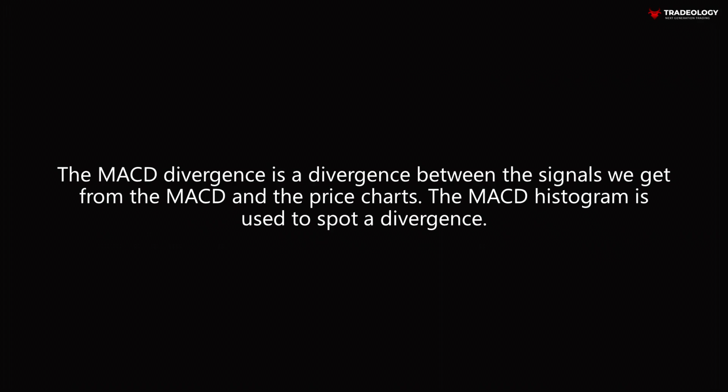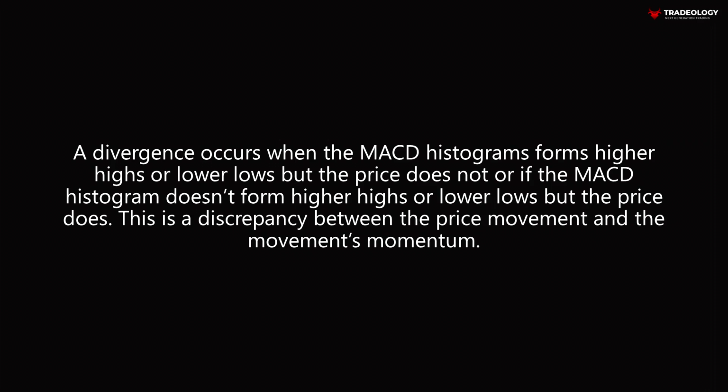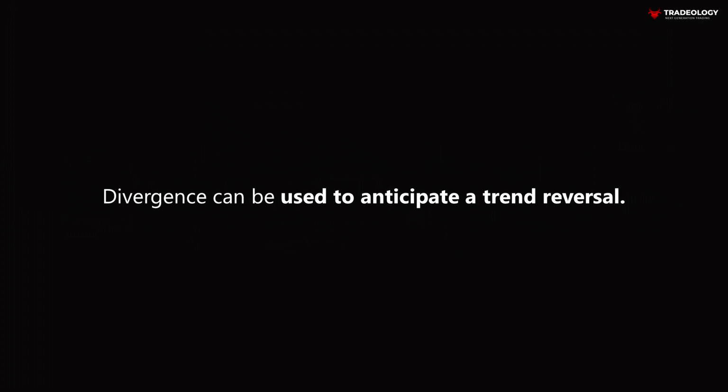The MACD histogram is used to spot a divergence. A divergence occurs when the MACD histogram forms higher highs or lower lows, but the price does not, or if the MACD histogram doesn't form higher highs or lower lows, but the price does. This is a discrepancy between the price movement and the movement's momentum. Divergence can be used to anticipate a trend reversal.